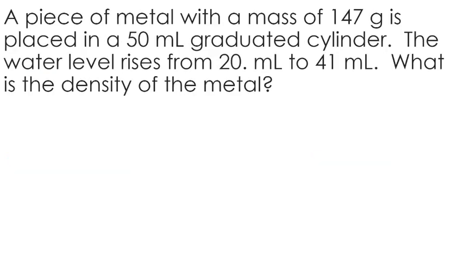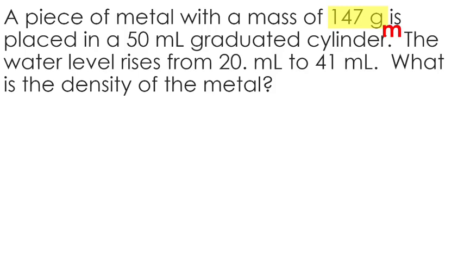One last problem here. Our piece of metal has a mass of 147. It's finally being nice and telling us the mass is this number. But keep in mind, just like some of these other problems we've been seeing, you might have to tell whether that's a mass or a volume just by its units. Now it's placed in a 50 ml graduated cylinder. That doesn't have anything to do with our number. We're not going to use that 50 anywhere. That's not going to be involved in our calculation.